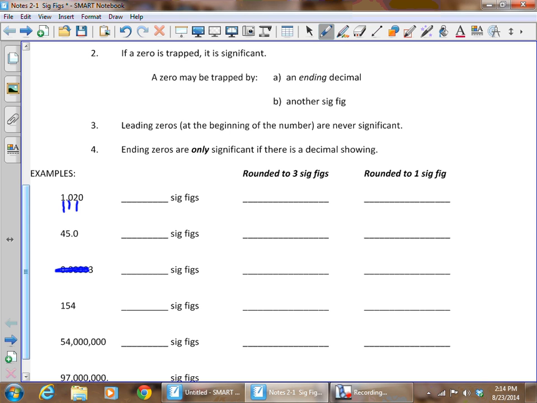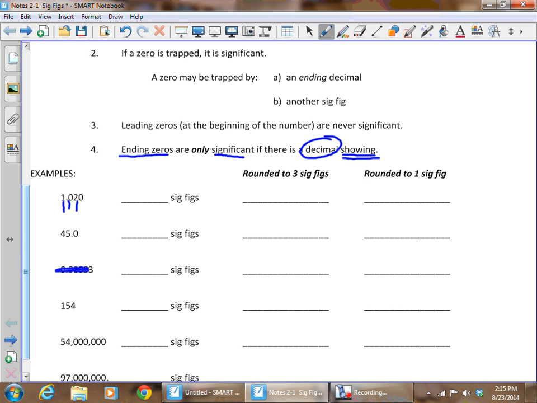The rule for ending zeros kind of has two parts. Ending zeros may or may not be significant, and it all depends on the decimal. If there is a decimal showing, ending zeros are significant. If there is no decimal showing, I mean, you may know there's a decimal there, but it's not showing, then those ending zeros are not significant.